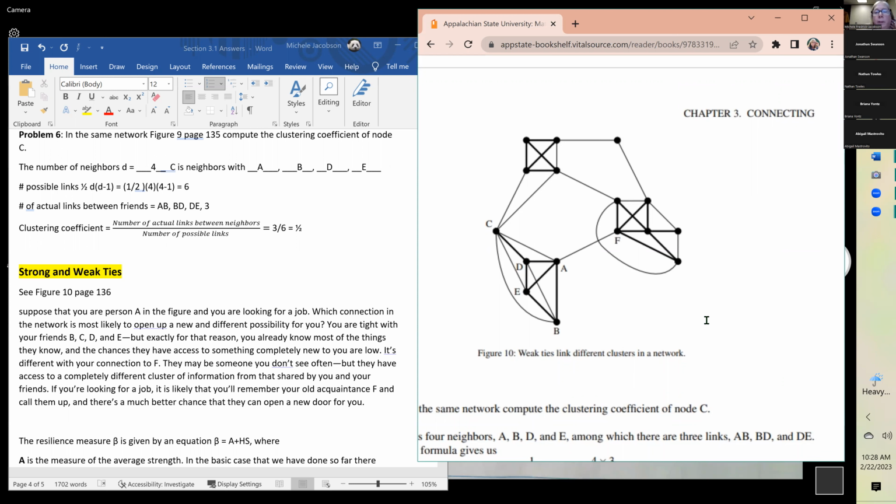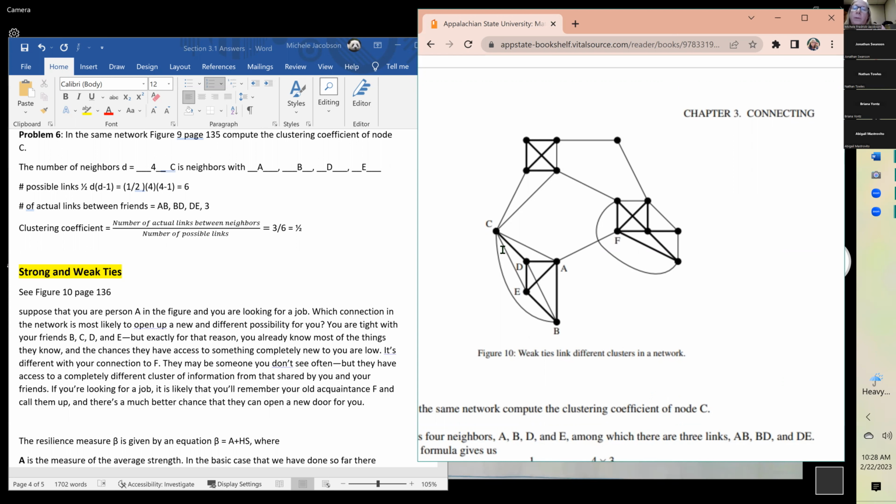And it's important. Suppose that you're person A, so this person here, in the figure, and you're looking for a job. Which connection in the network is most likely to open up a new and different possibility for you?